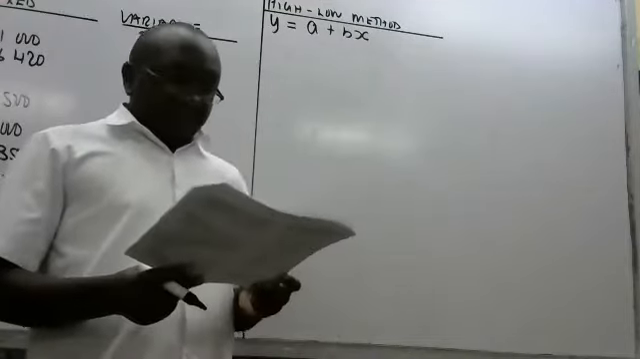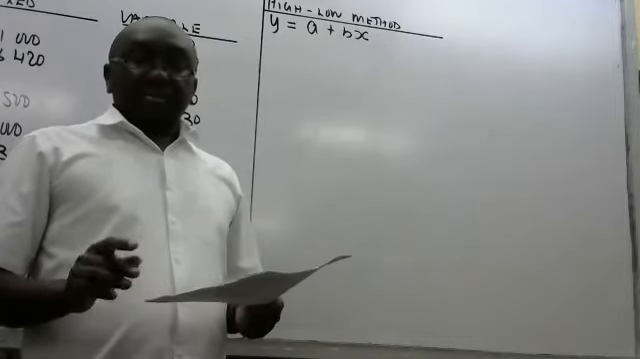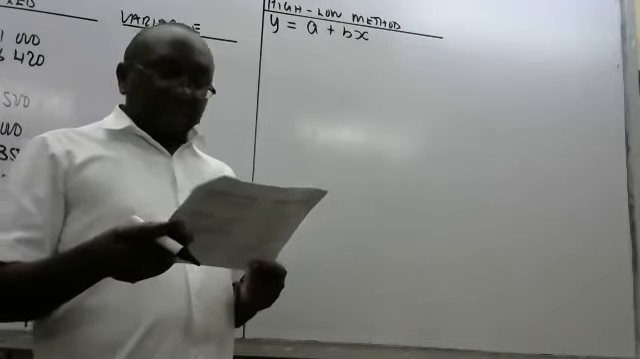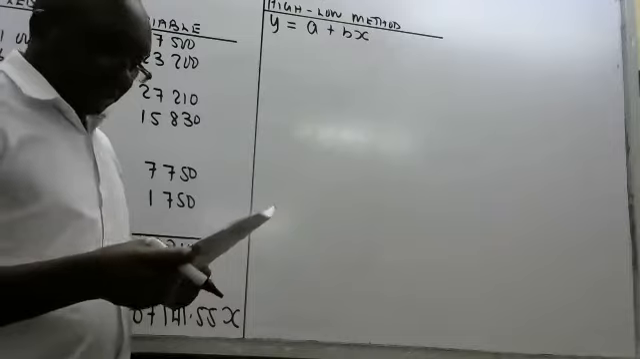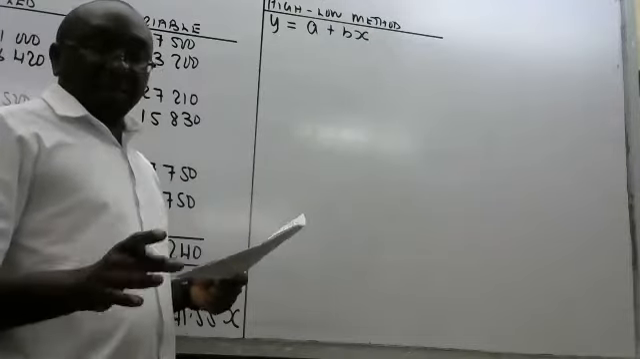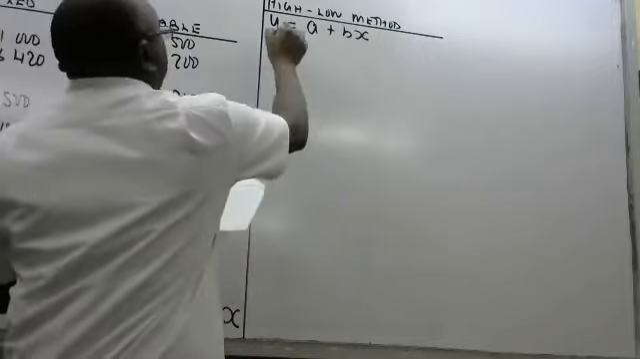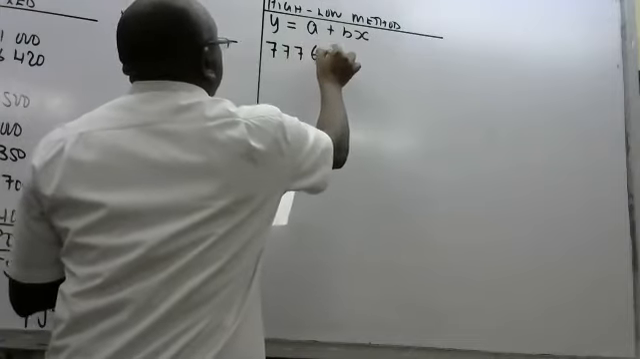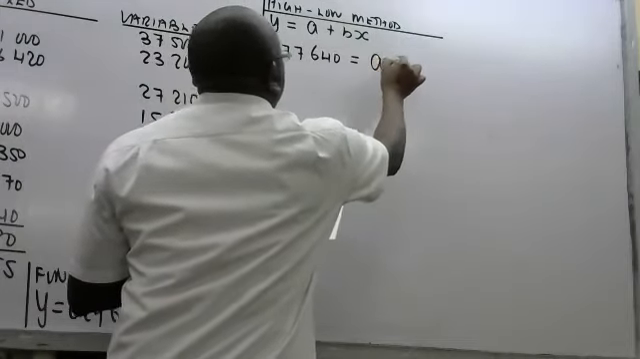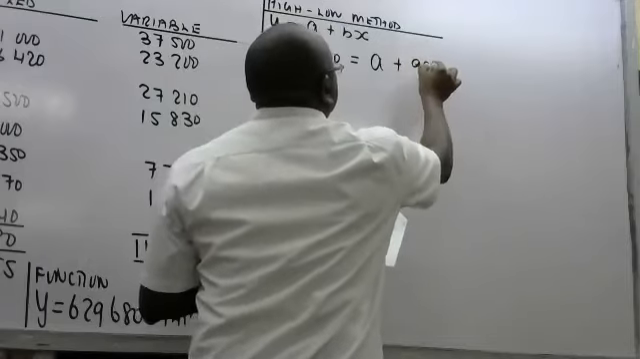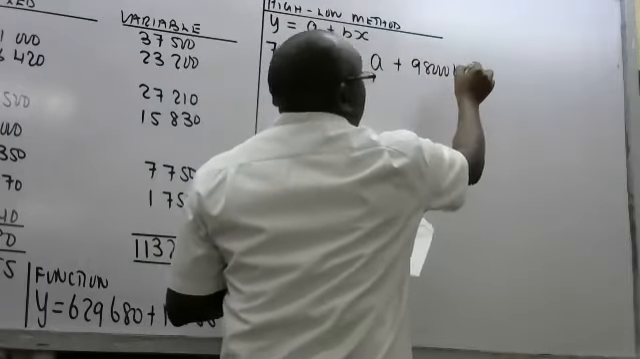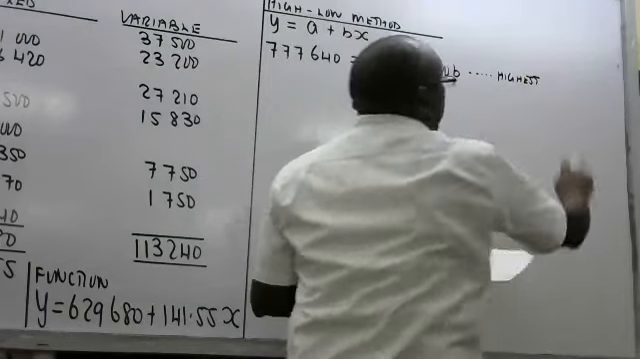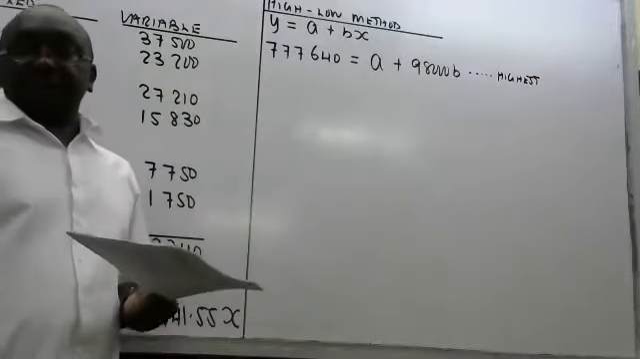You will go to the values in information number 3. The highest number of units is 98, whose cost is 777,640, being equal to A plus 98,000 B. That is the value for the highest.